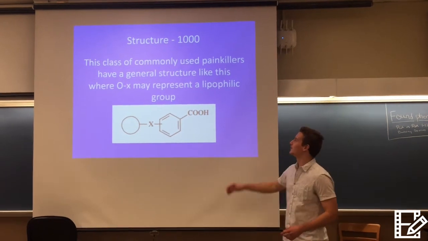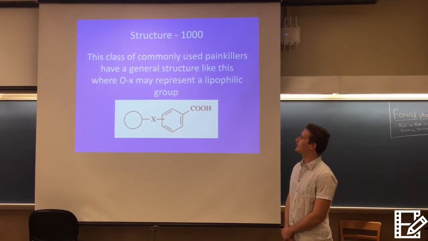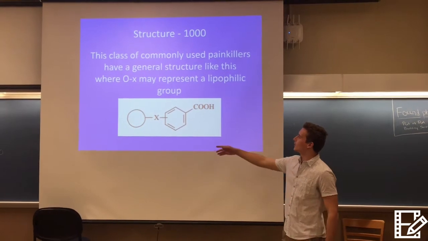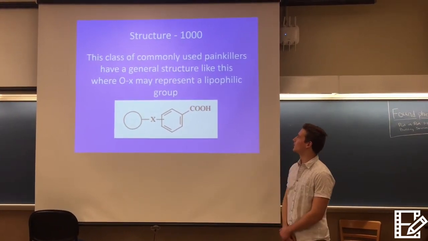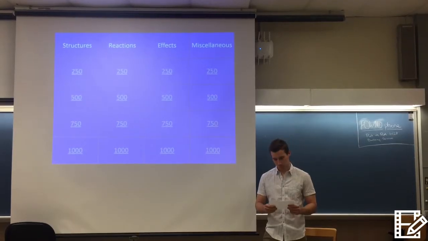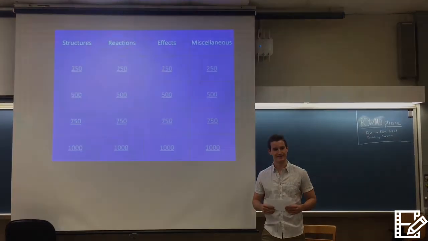Structures for 1000. This class of commonly used painkillers have a general structure like this, where the OX may represent a lipophilic group. What are non-steroidal anti-inflammatory drugs? You see, all are relatively strong organic acids with pKa's in the 3 to 5 range. Most are carboxylic acids. Thus, salts can be generated upon treatment with base, and all these compounds are extensively ionized at physiologic pH. That's correct. Let's jump to 250 for reactions.